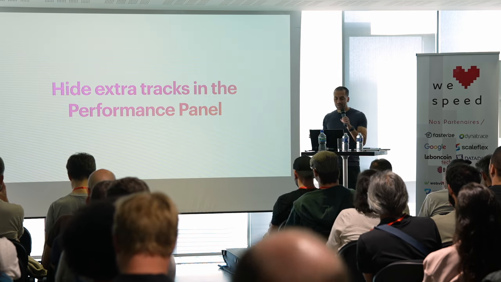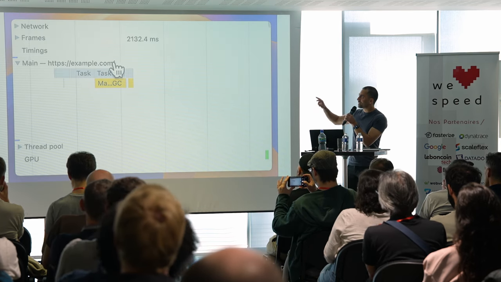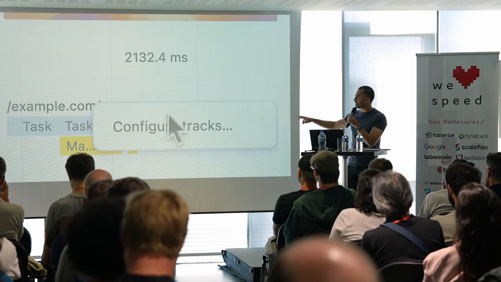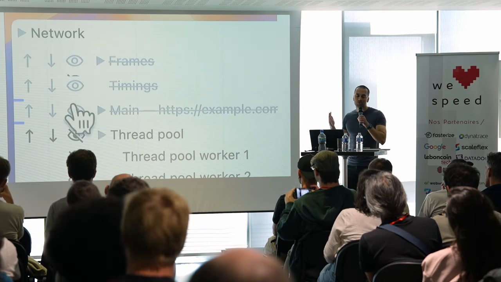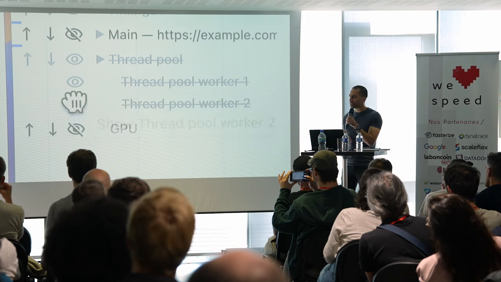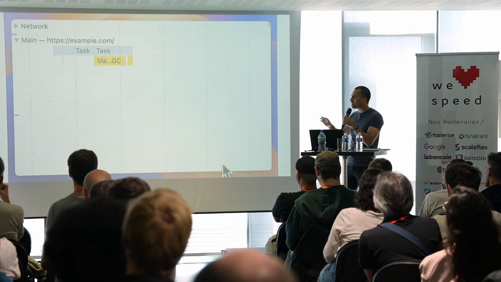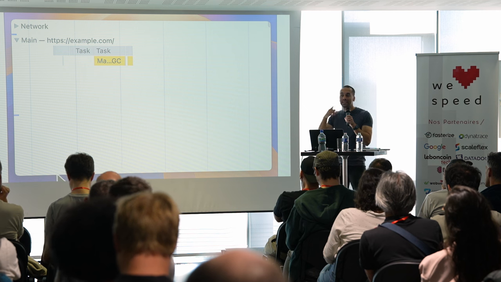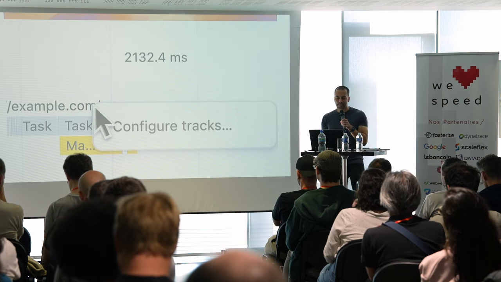This is relatively new, the ability to hide tracks in the performance panel. So if you right-click on the main thread, you can select Configure Tracks, and you can just hide them all. Normally, I would be a bit more conservative, and I'd be like, no, you might miss something important. Hide everything, keep the main track. Once you understand the main thread, then you can be like, oh, is there something in the GPU that I need to pay attention to, and you can expand.